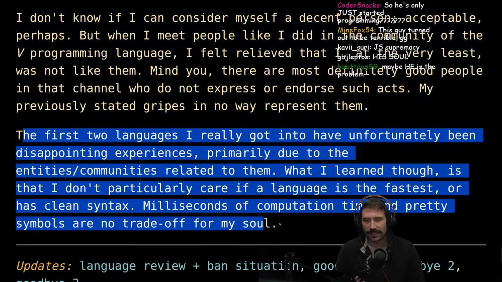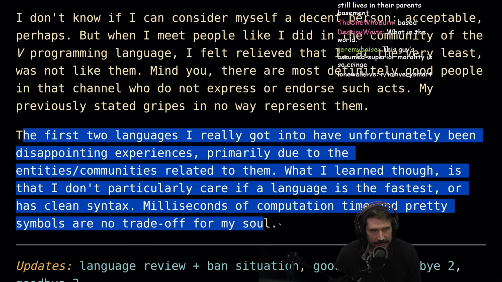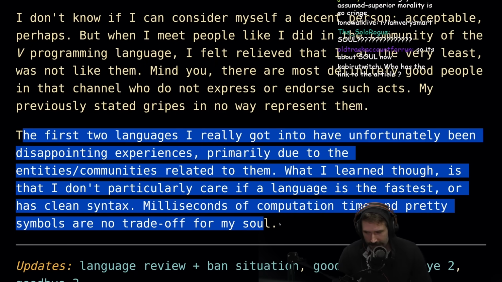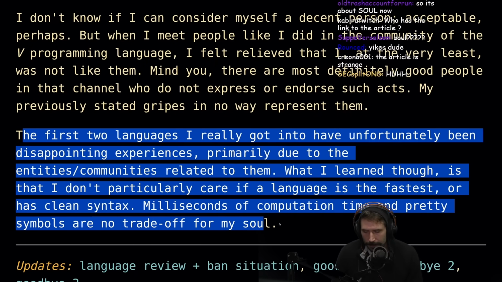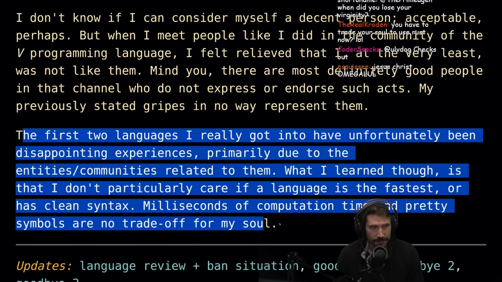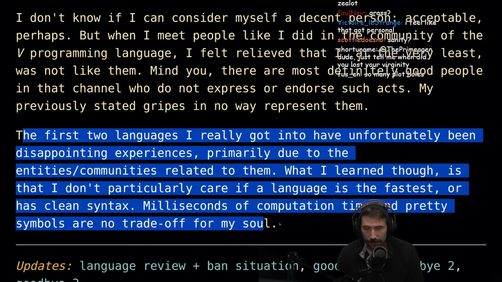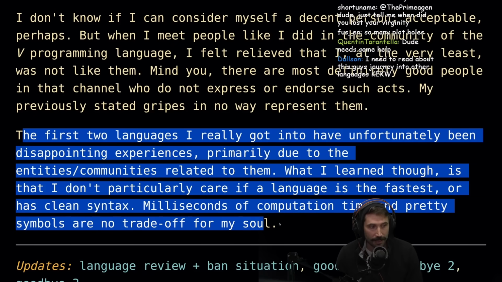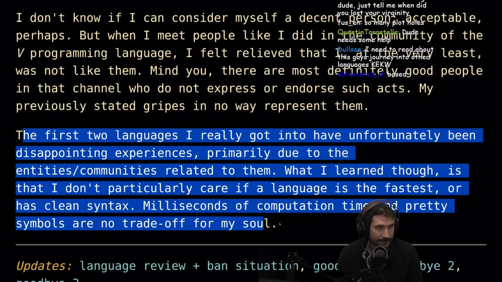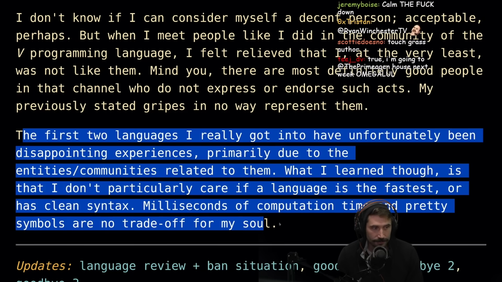Now, I think something that's really important that maybe is missing in this entire article here is that you'll always be disappointed meeting your heroes in some sense. I'm just throwing this out there. Like, you fell in love with Rust the language and found out that it was run by people. Right? You fell in love with V and found out that it was run by people.